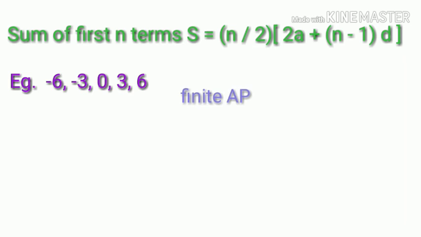The formula to find the sum of the first n terms, denoted by capital S, is n by 2 times 2a plus n minus 1 times d. I'll repeat the formula. The sum of the first n terms, S, is equal to n by 2, 2a plus n minus 1 d. In this example, the number of terms in the AP is limited, so this is called a finite AP.